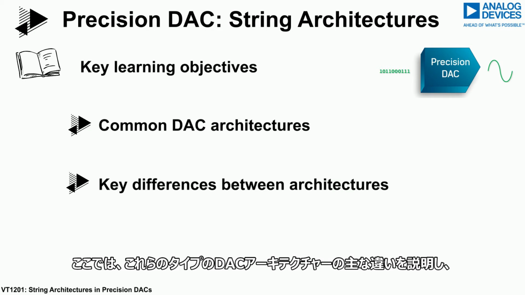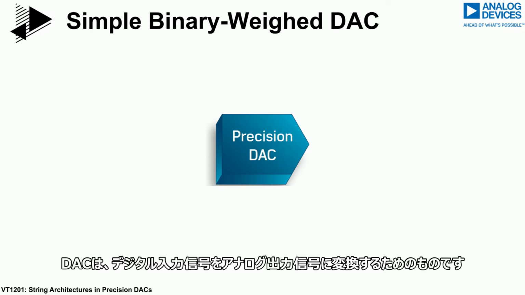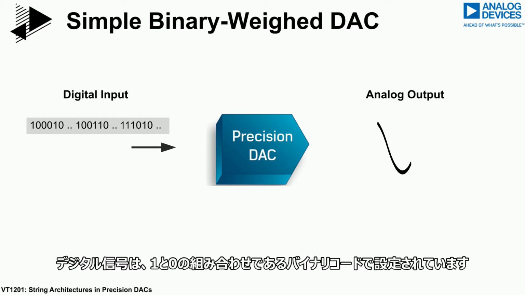We will discuss the key differences between these types of DAC architectures, and we will highlight the advantages that each architecture has to offer for your design. A DAC is used to convert a digital input signal into an analog output signal. The digital signal is set by a binary code that is a combination of ones and zeros.